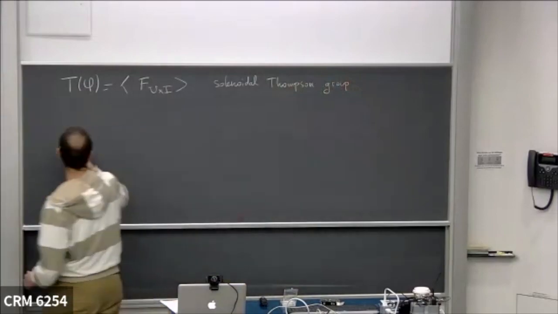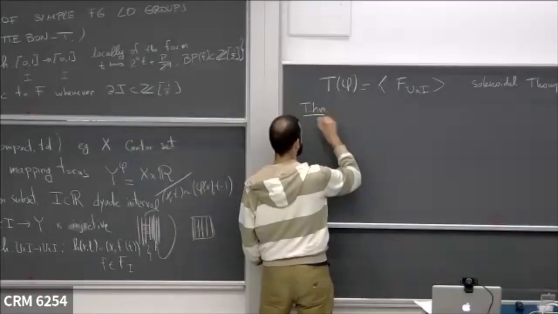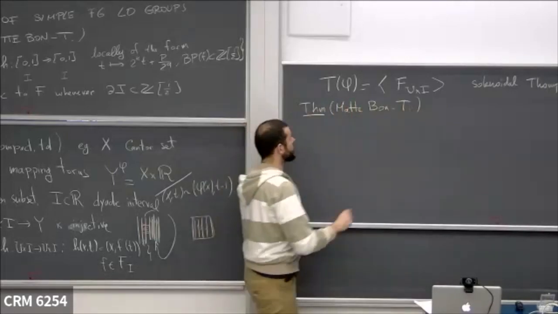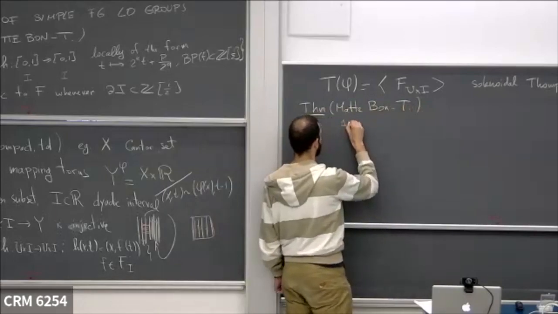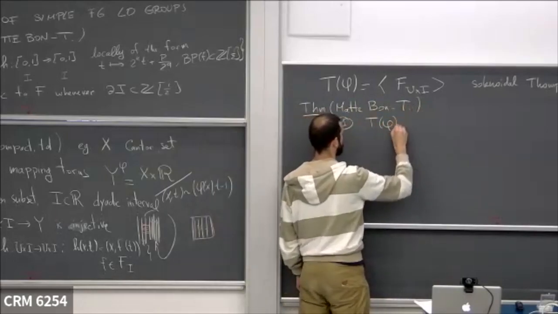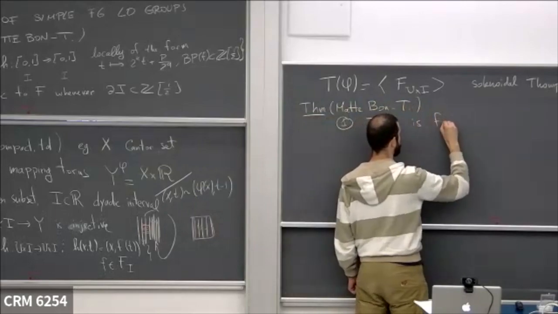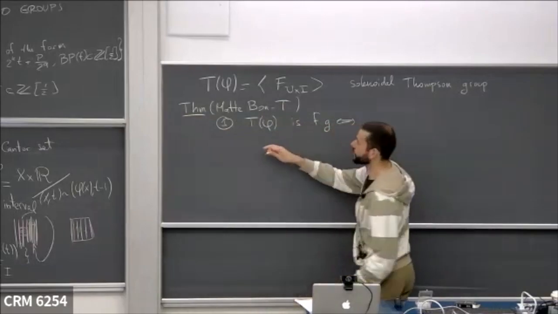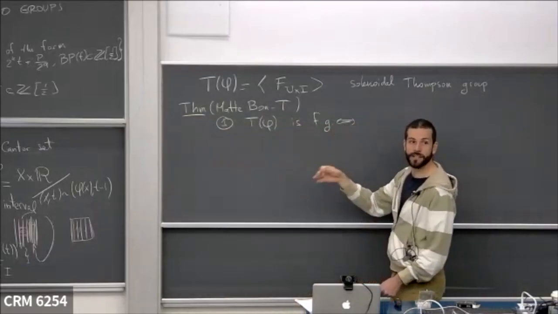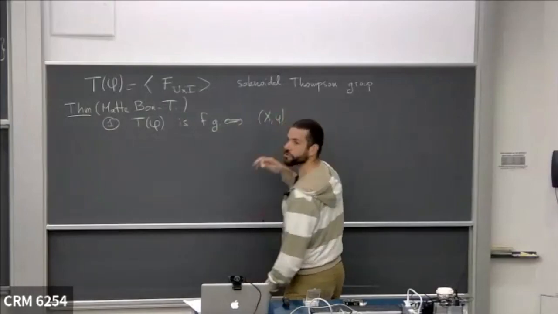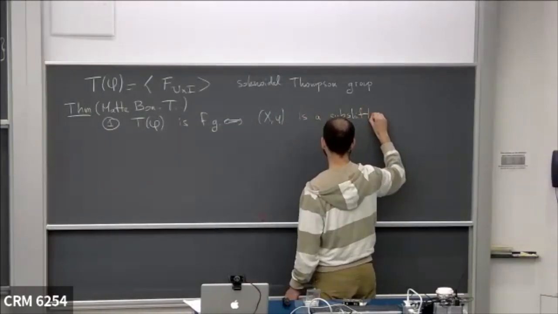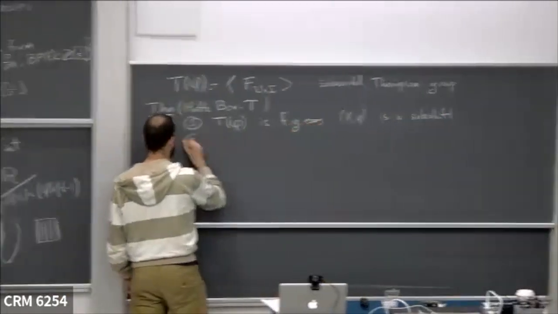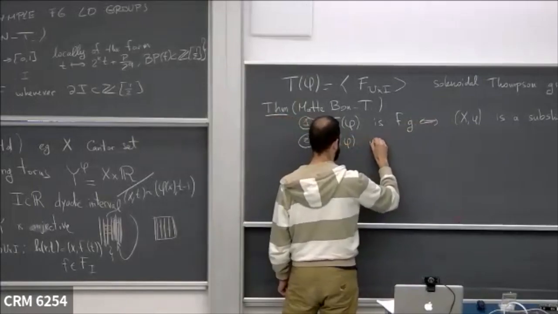What are the results? As you can prove, I read it with Nicolas Mathibon, is that first thing, T phi is finitely generated if and only if essentially X phi is a subshift. It's conjugate to a subshift. Let me say it's a subshift for simplicity. Second thing is that T phi is simple.